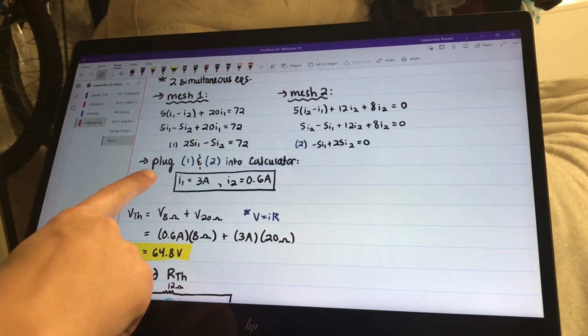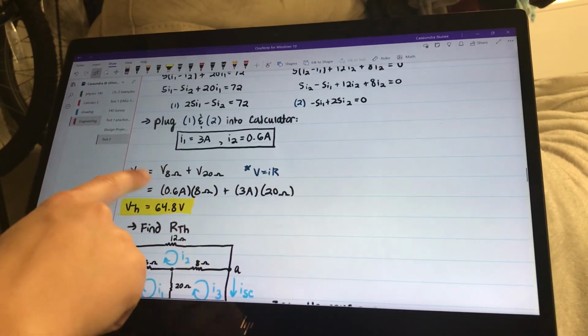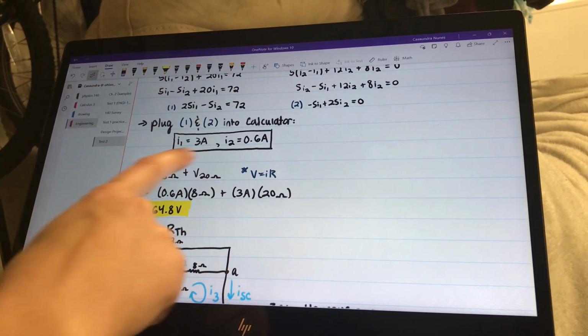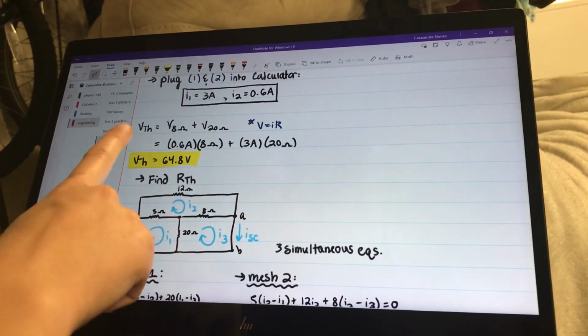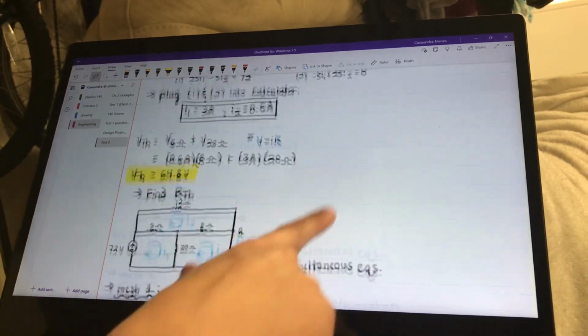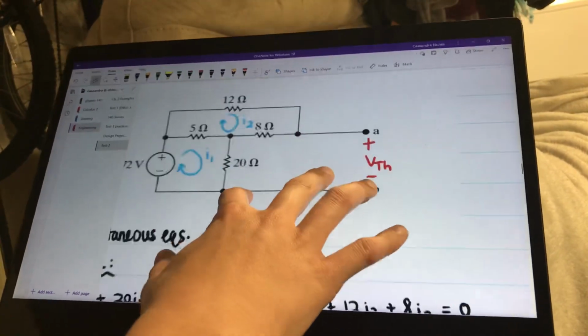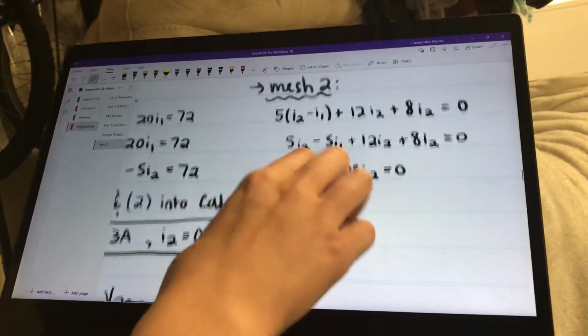I was able to plug both of these equations into my calculator, and I got that I1 is equal to 3 amps and I2 is equal to 0.6 amps. From there, I can see that V Thevenin is equal to V 8 ohm plus V 20 ohm, because here we see that V Thevenin is going across the 8 ohm and 20 ohm resistor.